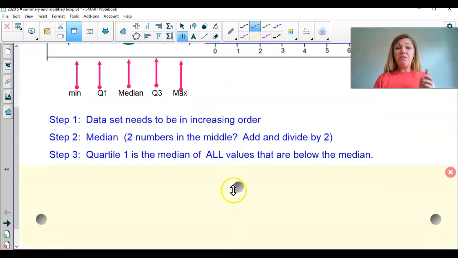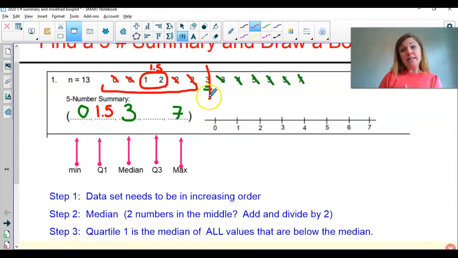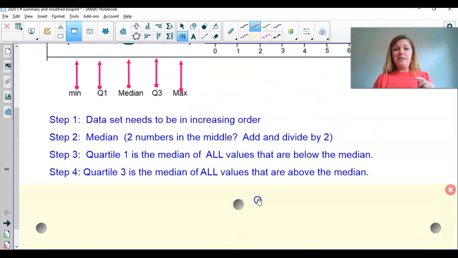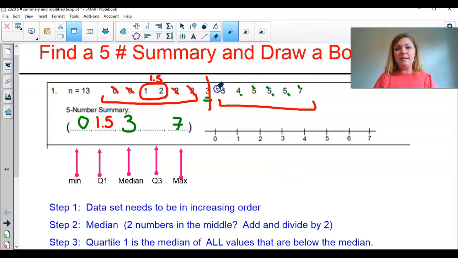Okay, step 4. We want to find quartile 3. So let me ask you this. If quartile 1 is the median of all the numbers that are below the median, what do you think quartile 3 is? Hopefully you're telling yourself the median of all the values above the median. So step 4, quartile 3 is the median of all the values above the median. Again, pause, write these steps down. Now we're going to go back up and I'm going to erase so I can see these numbers.